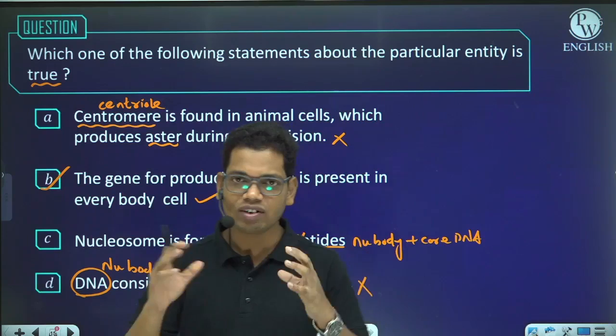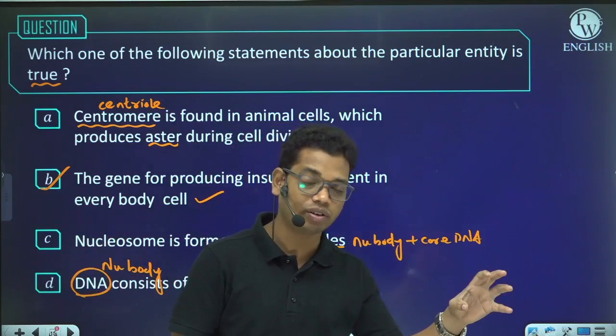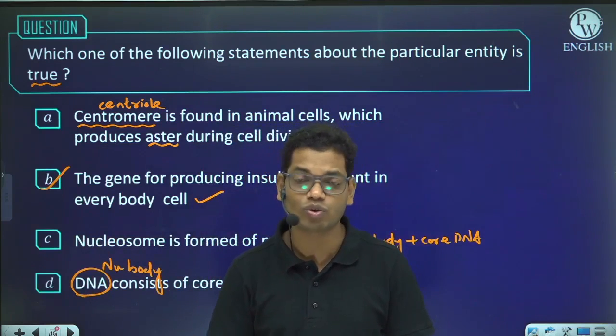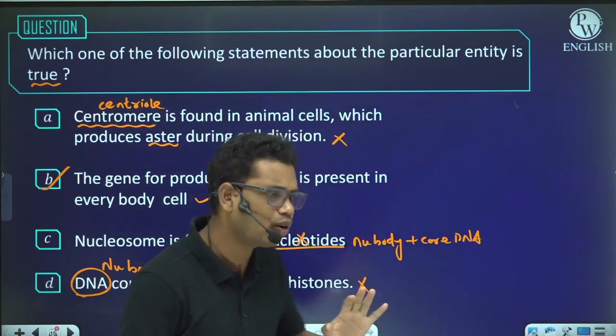Every cell has the same set of genes, but in some cells some genes will be expressed, and in some cells some other genes will be expressed. Why? Because of the differential expression of transcription factors. Let me explain one point over here.